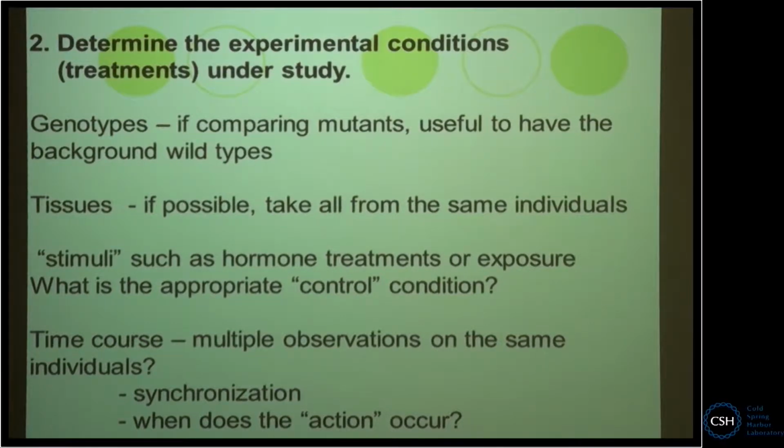Okay, so the next thing, hopefully you all know everything that's here, but anyway, you have to decide what the treatments will be. So for example, if we're looking at mutant types, we might want to make sure that our wild types come from the same genetic backgrounds when possible. If we're looking at differences among tissues, we'd like to have a complete set of samples from each individual. Obviously, that's not always possible, but if we can, we'd like to. We need to know what the appropriate controls are. We might need to know what the appropriate dose is if we're adding something, an exposure, right?